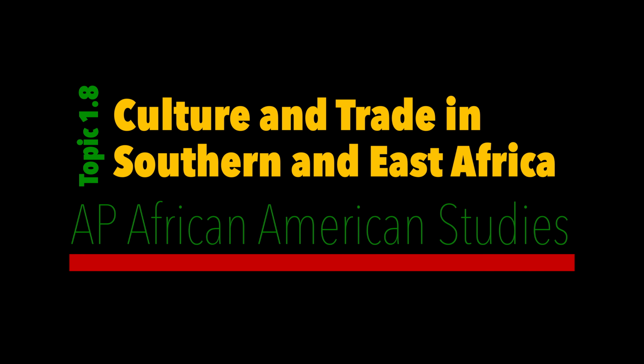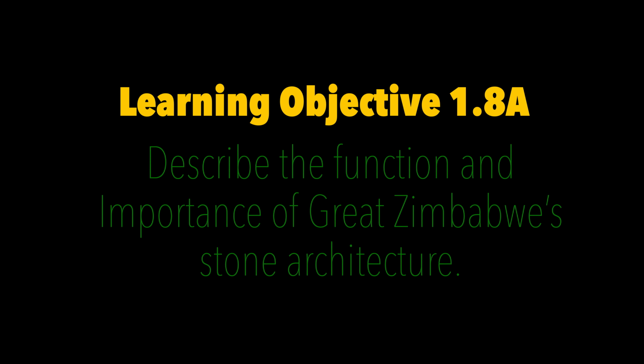This is topic 1.8, Culture and Trade in Southern and East Africa. There are 2 learning objectives, and the first says, describe the function and importance of Great Zimbabwe's stone architecture.